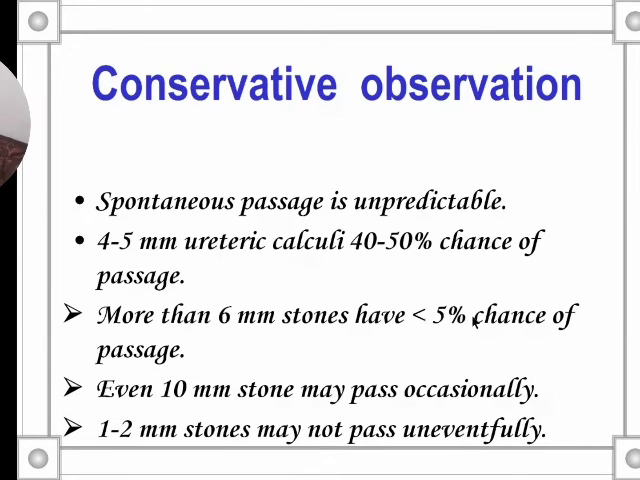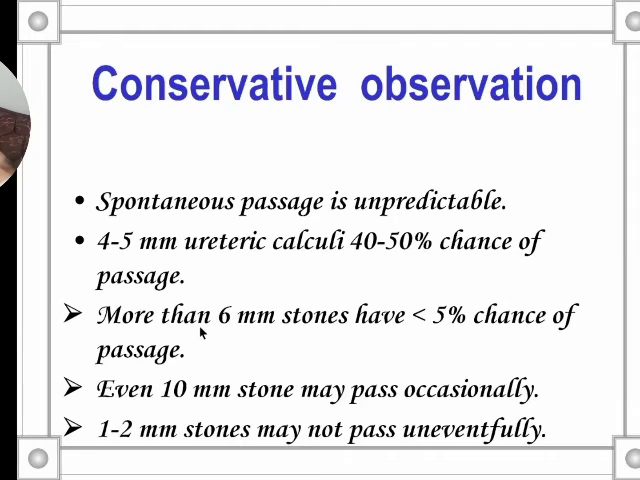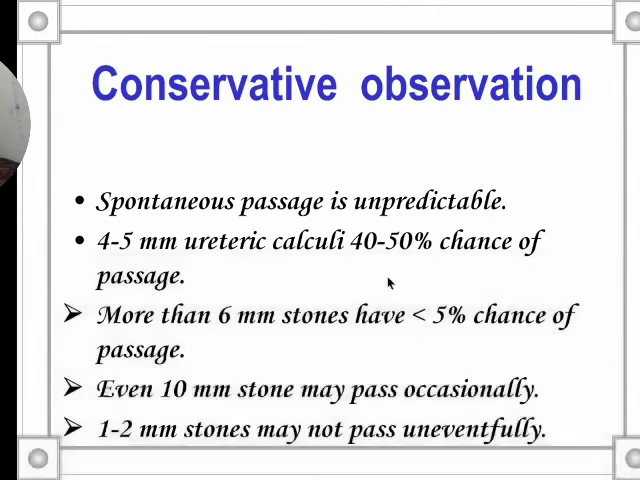So they will need intervention, surgical intervention. But at times, even a 10 mm stone in some patients may pass occasionally. So you cannot specifically say that this will get impacted, this will not, but by and large, if it is more than 6, 7 mm, there are fewer chances of passage. If it is less than 4, there are more chances. But with 4 to 5 mm, 50% will pass.